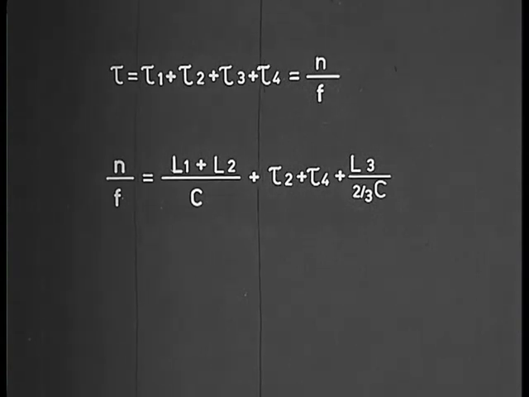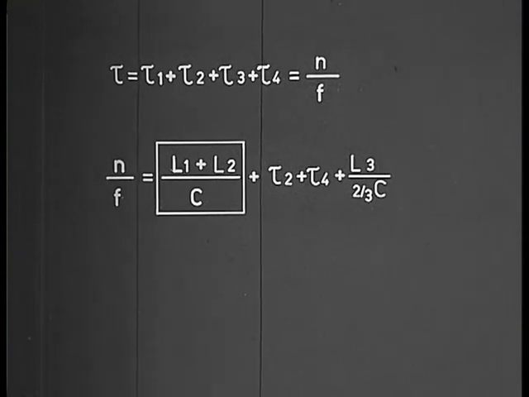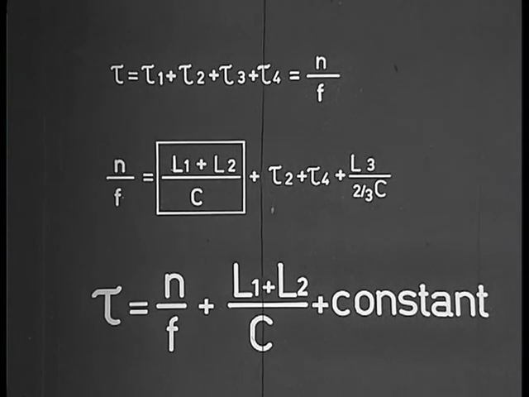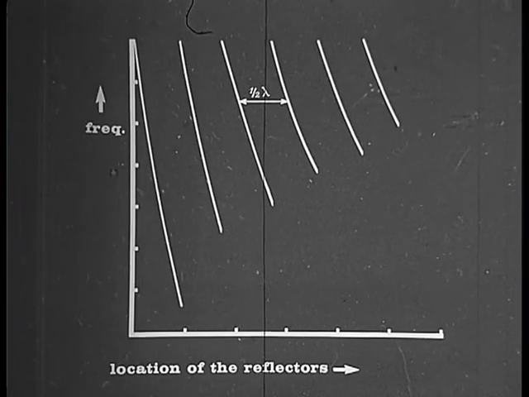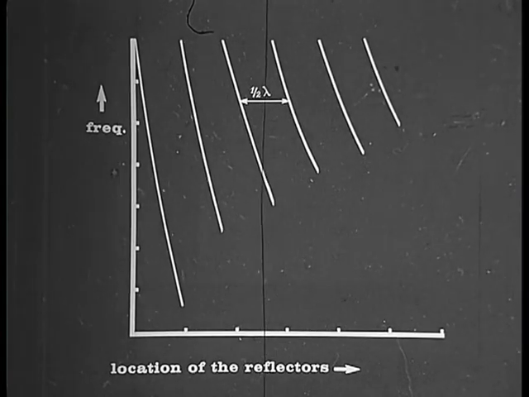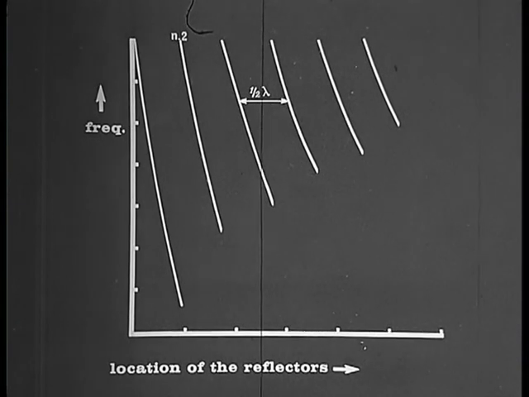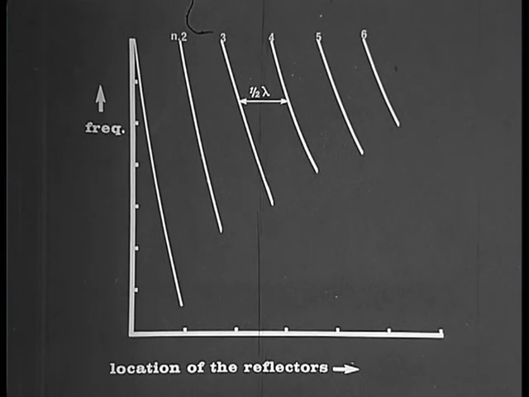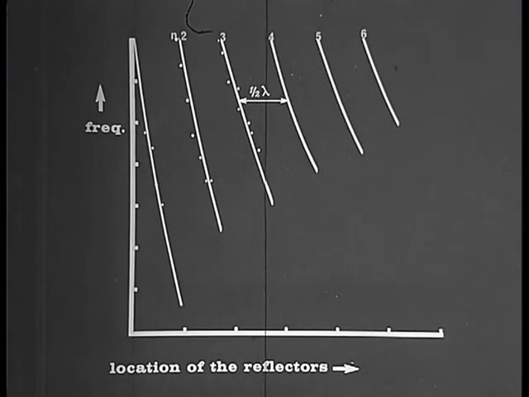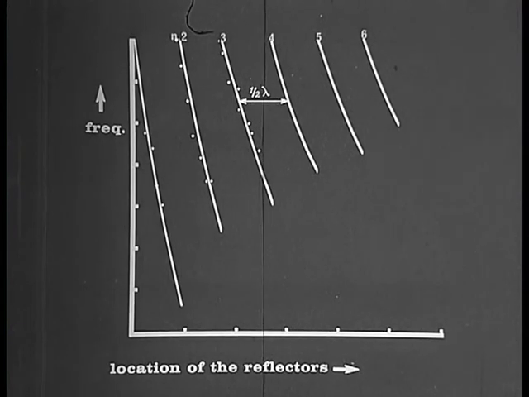If the reflectors are moved, the only changes are in L1 and L2, which in turn causes a variation in f. So we may write. We now make a graph of the frequency versus the location of the reflectors for n equals 2, n equals 3, 4, etc. In this graph, the lines are predicted by theory. The dots represent the measurements. It is seen that the theory fits the facts, and we may conclude that the feedback model gives a possible solution.